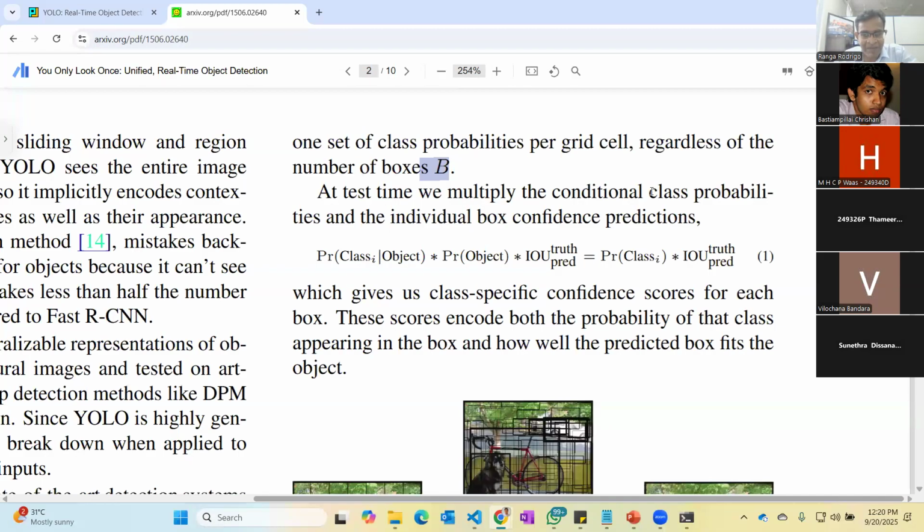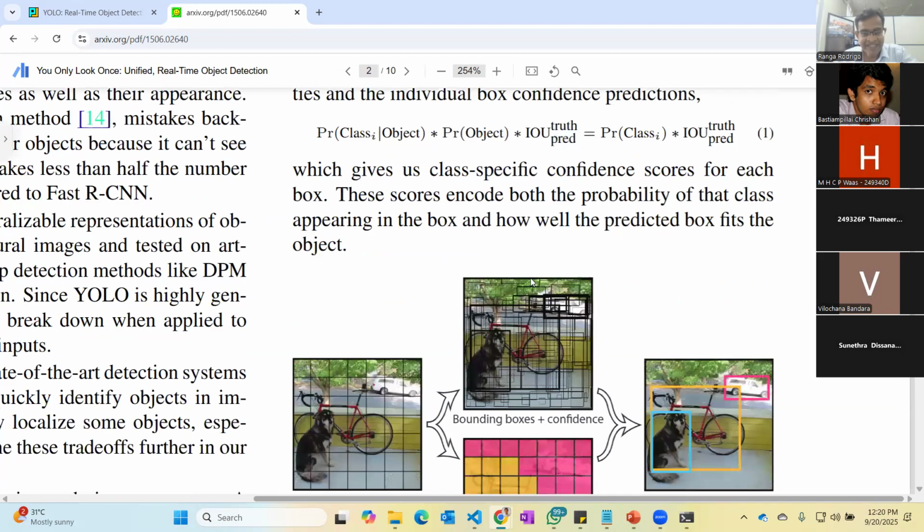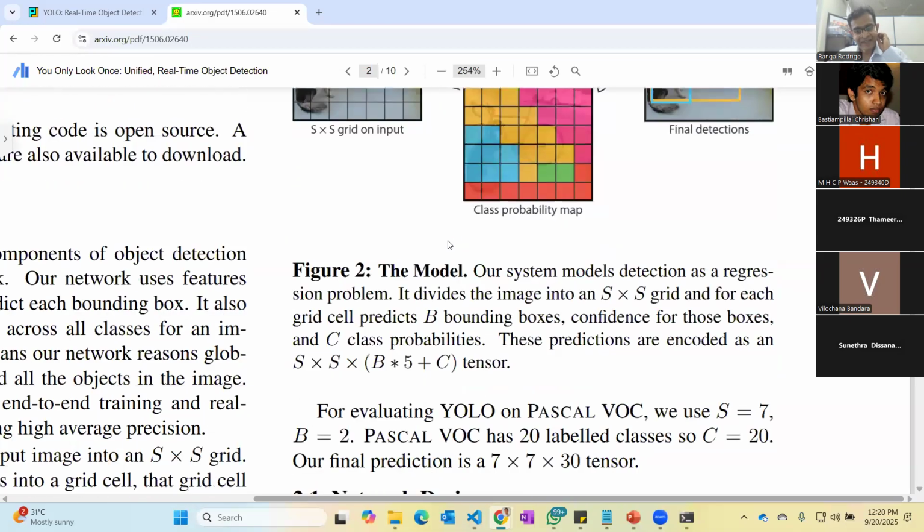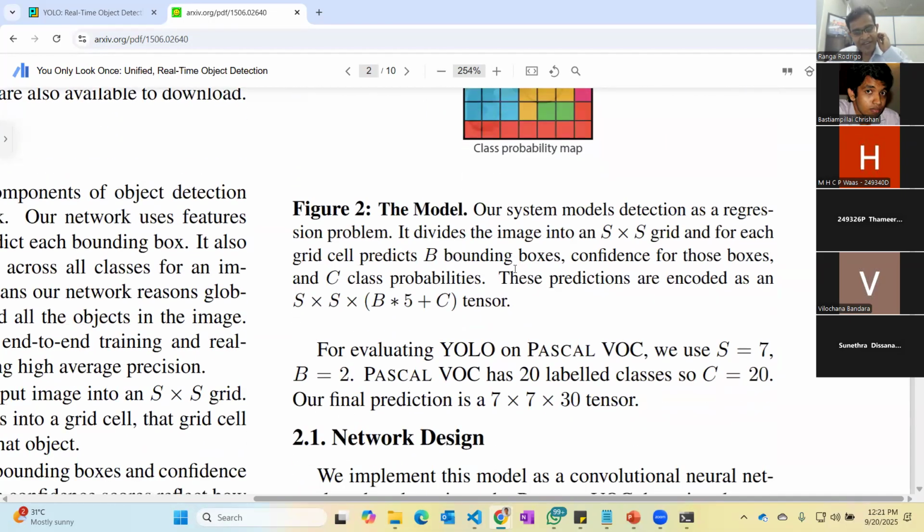At test time, we multiply the conditional class probabilities and the individual box confidence predictions. So the class probability given an object, times the probability of an object and IOU with the ground truth. Okay, so you can see this, which gives us class-specific confidence scores for each box. These scores encode both the probability of the class appearing in the box and how well the predicted box fits the object. Okay, so let's look at this one example here.